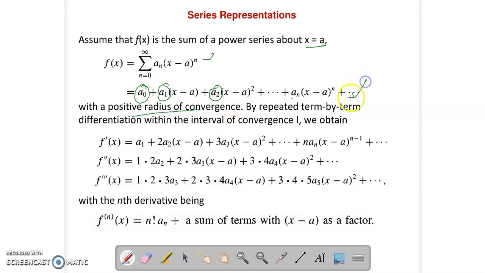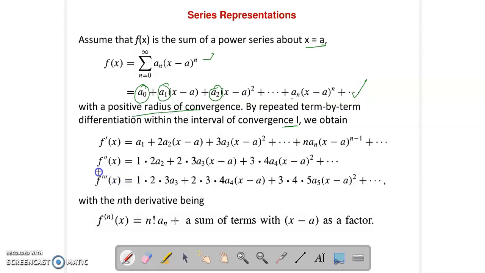So we can apply the term by term differentiation theorem here. Just differentiate this term by term within the interval of convergence. While stating the theorem, we said that derivatives of all orders will be defined within the interval of convergence I of the original power series. So f'(x) would be a1 + 2a2(x - a) + 3a3(x - a)^2, and so on up to n an (x - a)^(n-1), and it keeps on going like this.